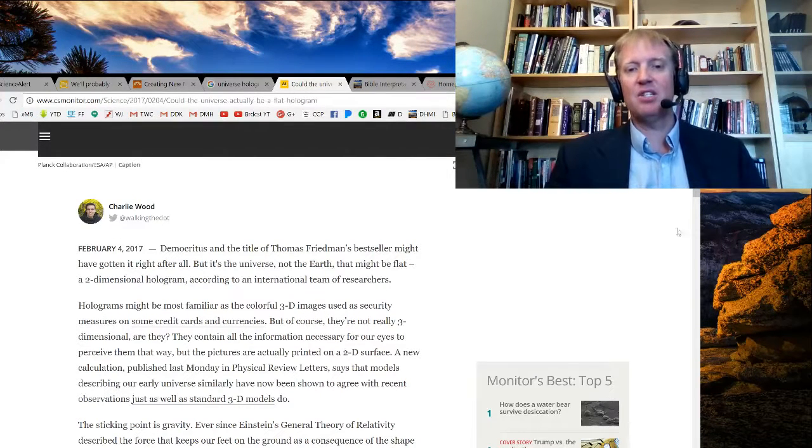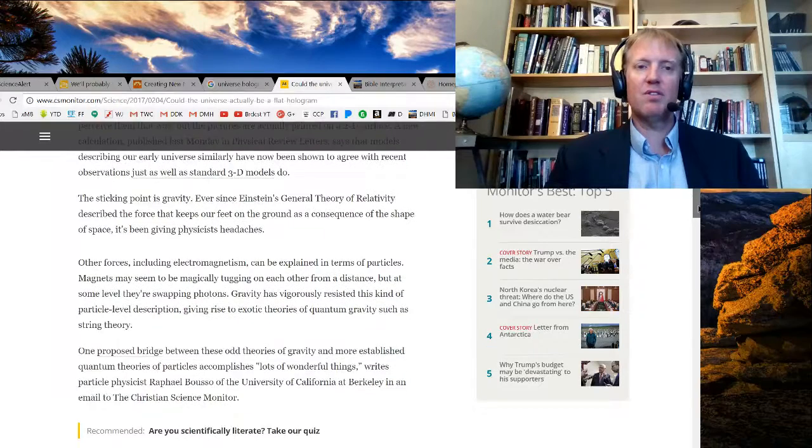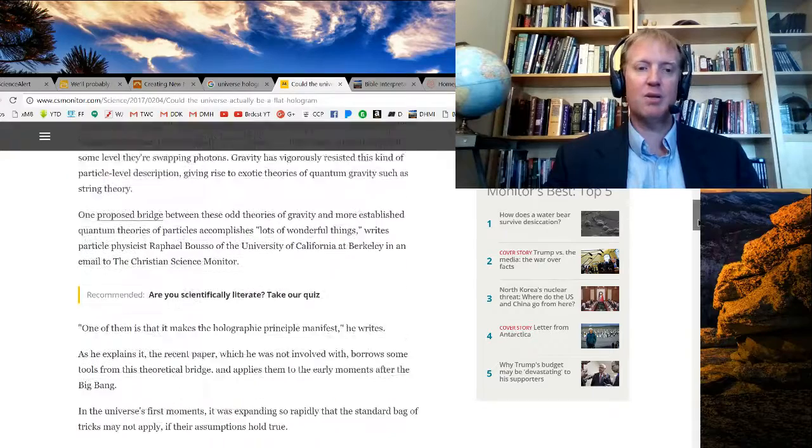Ever since Einstein's general theory of relativity described the force that keeps our feet on the ground as a consequence of the shape of space, it's been giving physicists headaches. Other forces, including electromagnetism, can be explained in terms of particles. Magnets may seem to be magically tugging at each other from a distance, but at some level they're swapping photons. Gravity has vigorously resisted this kind of particle-level description, giving rise to exotic theories of quantum gravity, such as string theory. One proposed bridge between these odd theories of gravity and more established quantum theories of particles accomplishes lots of wonderful things, writes particle physicist Rafael Bousso of the University of California at Berkeley in an email to the Christian Science Monitor.